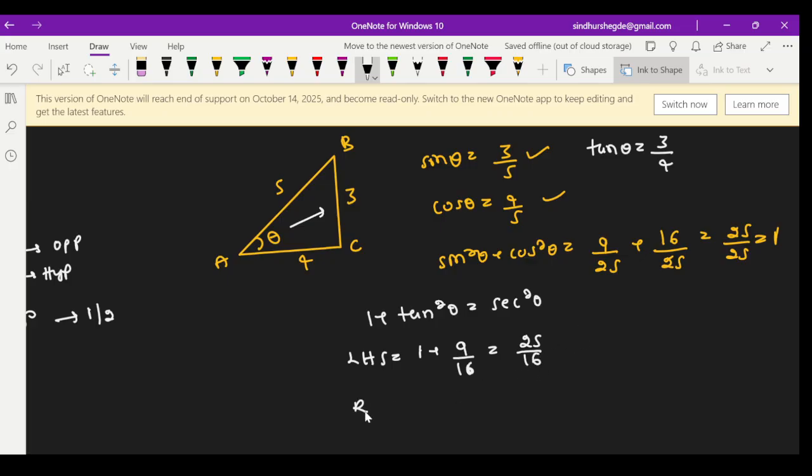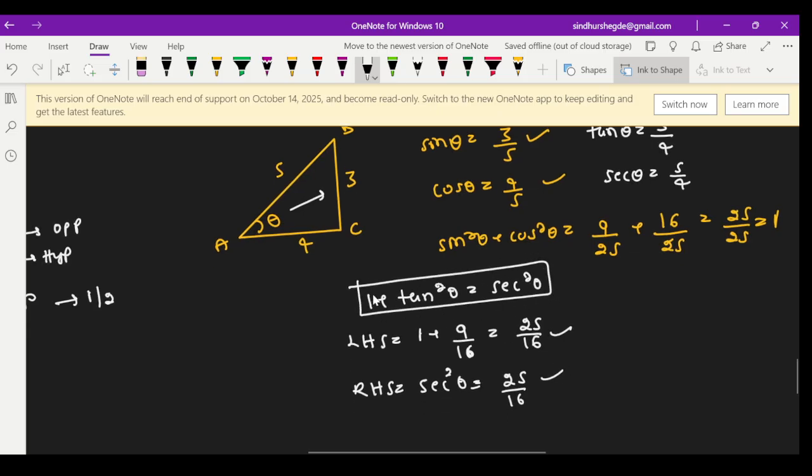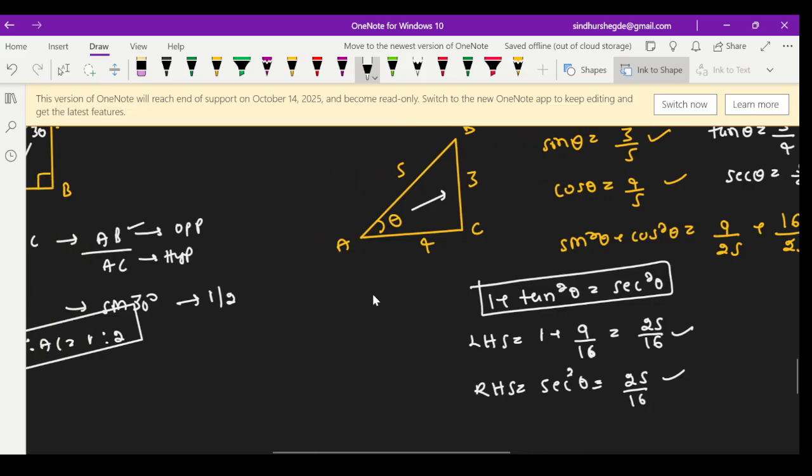Now what is RHS? RHS is secant square theta. So for that we have to find out secant theta. We already studied that secant theta is the reciprocal of cos theta, or else simply reverse the value of cos theta. So 5 by 4. So secant square theta will be 5 by 4 whole square, that is 25 by 16. So LHS is equal to RHS. Hence 1 plus tan square theta is equal to secant square theta. Similarly, we can prove one more identity, that is 1 plus cot square theta is equal to cosecant square theta.